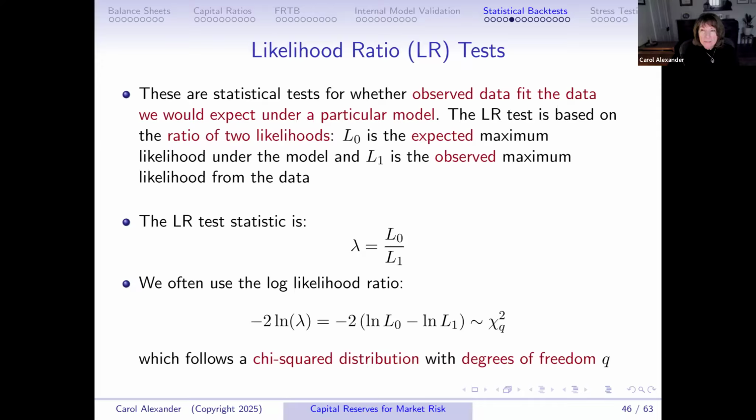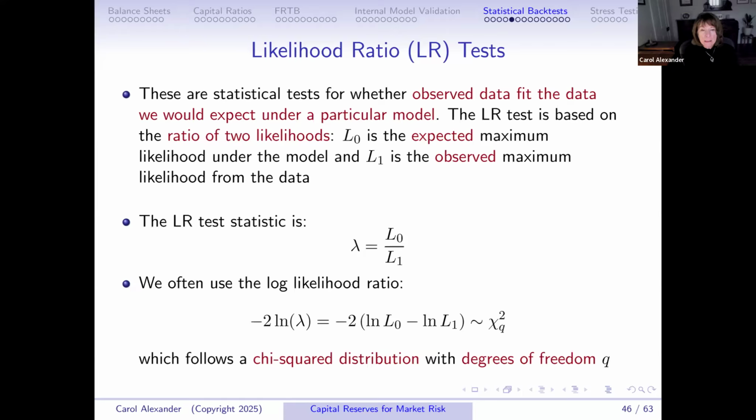This is the backtesting framework that they adopt, and it's based on a likelihood ratio test. So what is a likelihood ratio test? It's a test to see whether the observed data fit the data that we expect under a particular model. So it's the ratio of L0, which is the expected maximum likelihood under the model, and L1, the observed maximum likelihood from the data.